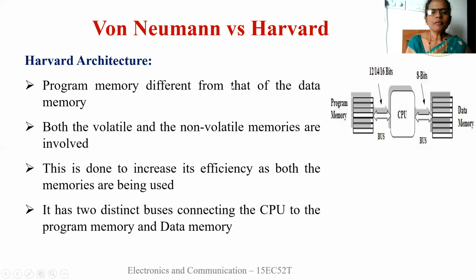Program memory is different from data memory in hardware architecture. Both volatile and non-volatile memories are involved here. Volatile means when the power goes off, the data will be erased and not retained. Such memory is called volatile memory. Non-volatile memory retains the data in the memory when the power goes off. If the data is retained even though the power is not there, the memory is called non-volatile. If the data is not retained once the power is gone, it is called volatile.